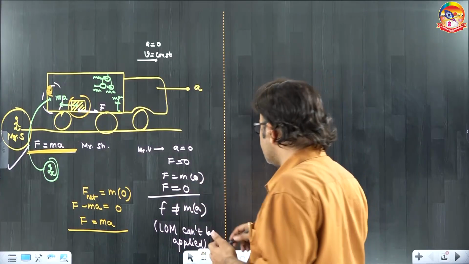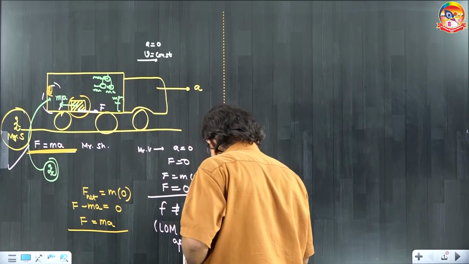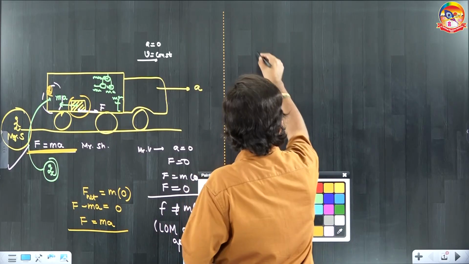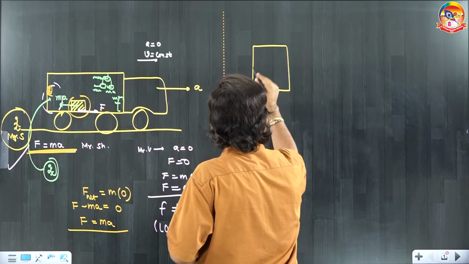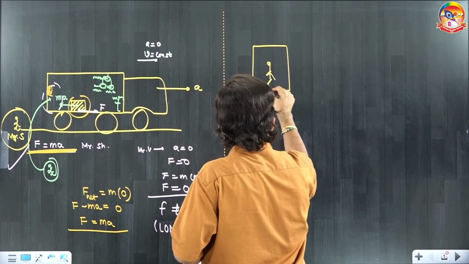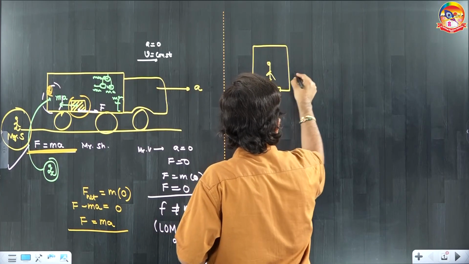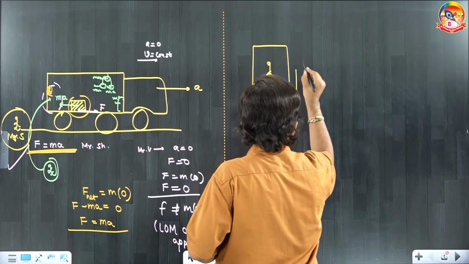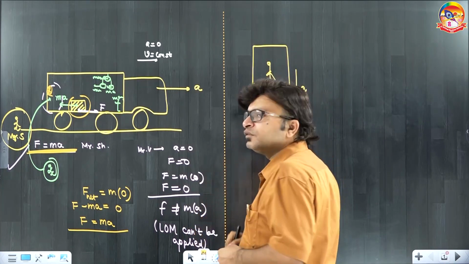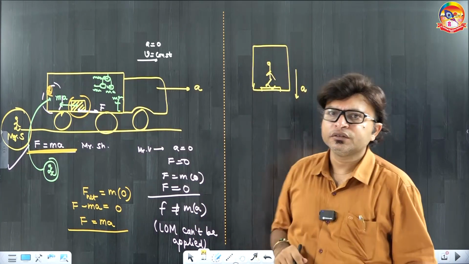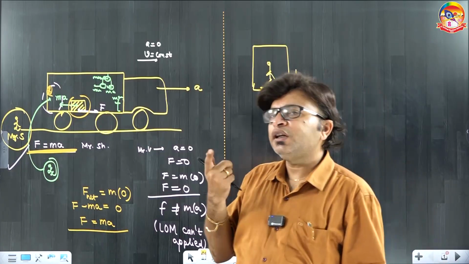Let's say, for example, I start with a very simple situation. A lift is there. So, let's take the case of a lift. The lift accelerates downward with an acceleration A. Now, the person is standing here. I will say find out its weight.